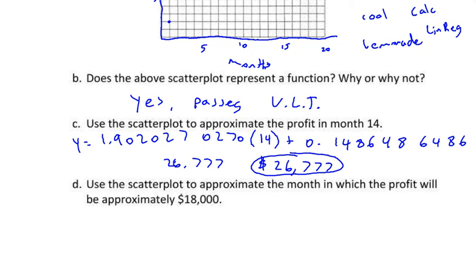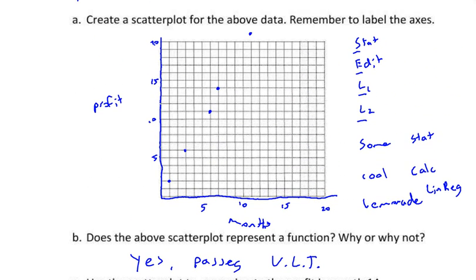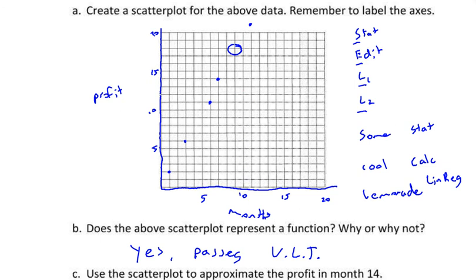If we're using the scatter plot to approximate which month the profit would be about 18,000, that one does fit on this graph, so we can go to profit of 18,000, which is right here, and figure out where that line that's sort of imaginary here would come through that graph. And I'm going to say somewhere here, maybe in this range. And as we follow that line down, that's right around at the 9th month.